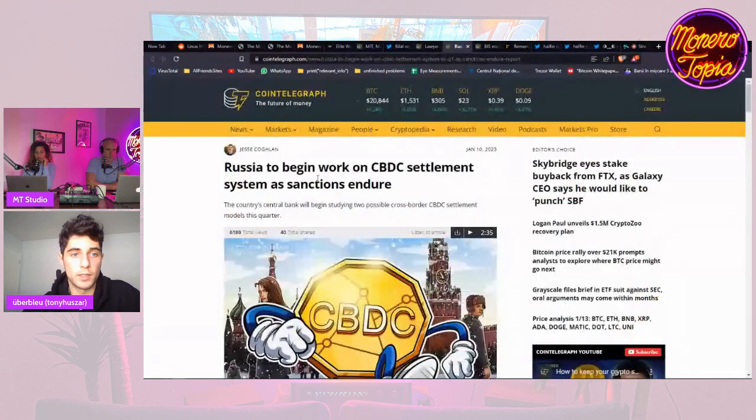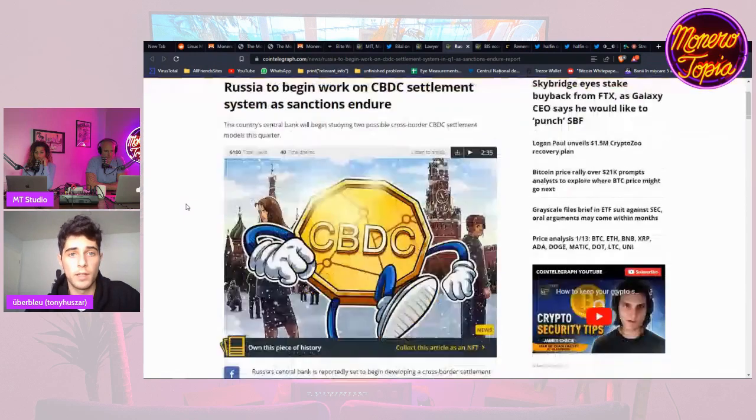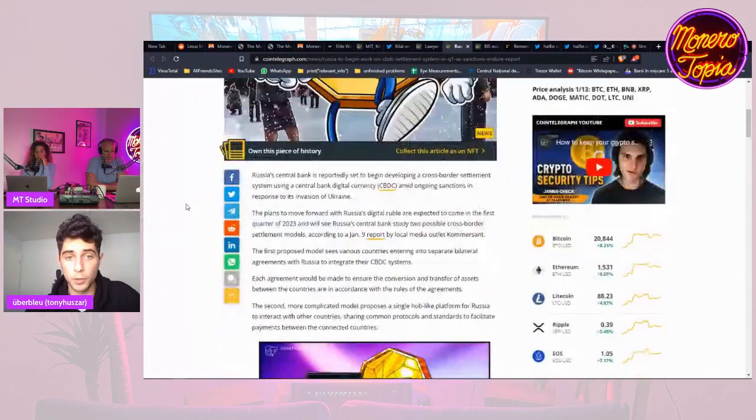Then moving on, let's talk about Russia and the CBDC settlement system. They've been dabbling with CBDCs since the restrictions because of the war with Ukraine. And they have two possible cross-border CBDC settlement models this quarter. They wanted to release the digital ruble by the beginning of 2024, I think. But now we're expecting it to come sooner, in the first quarter of 2023.